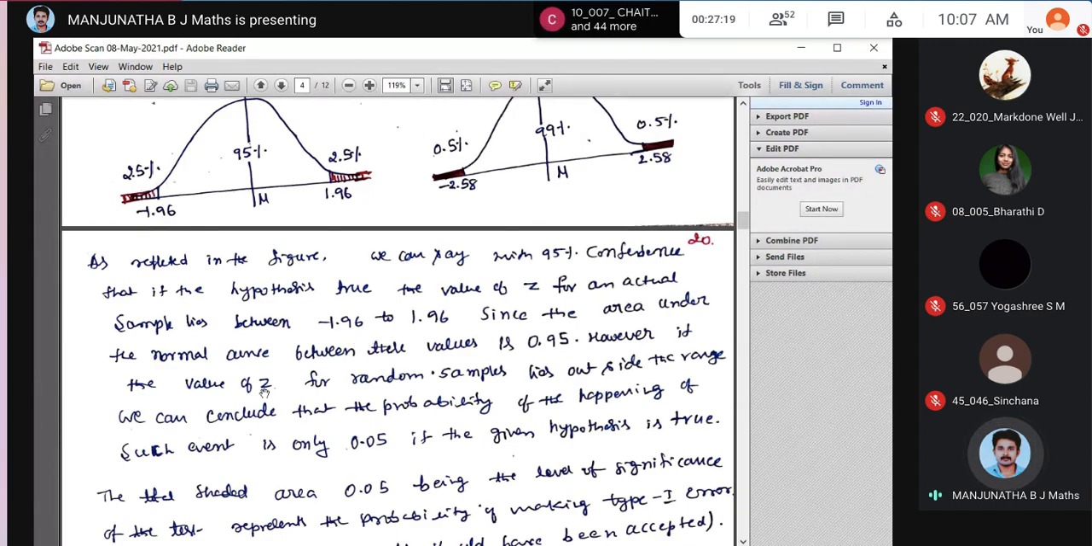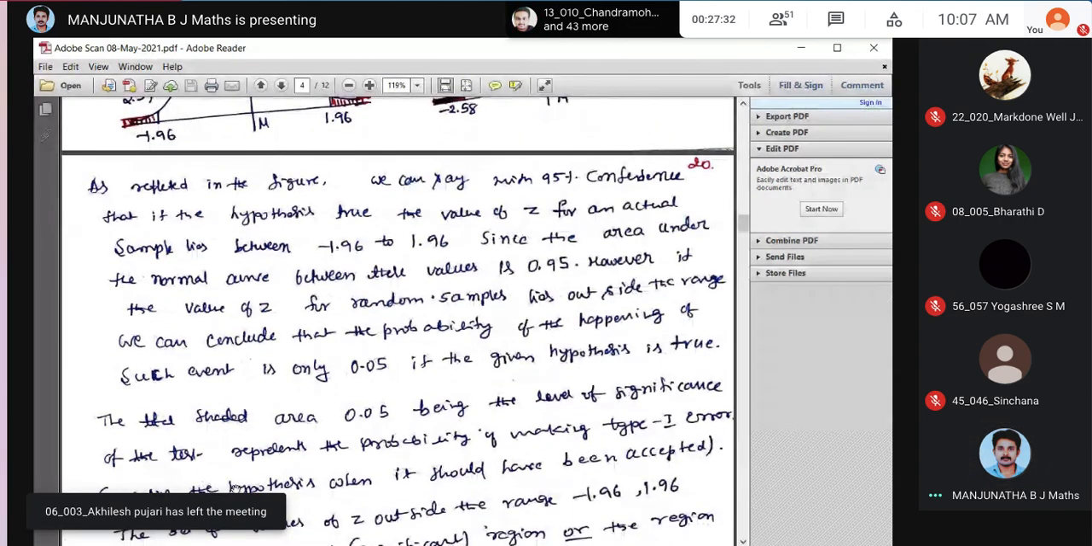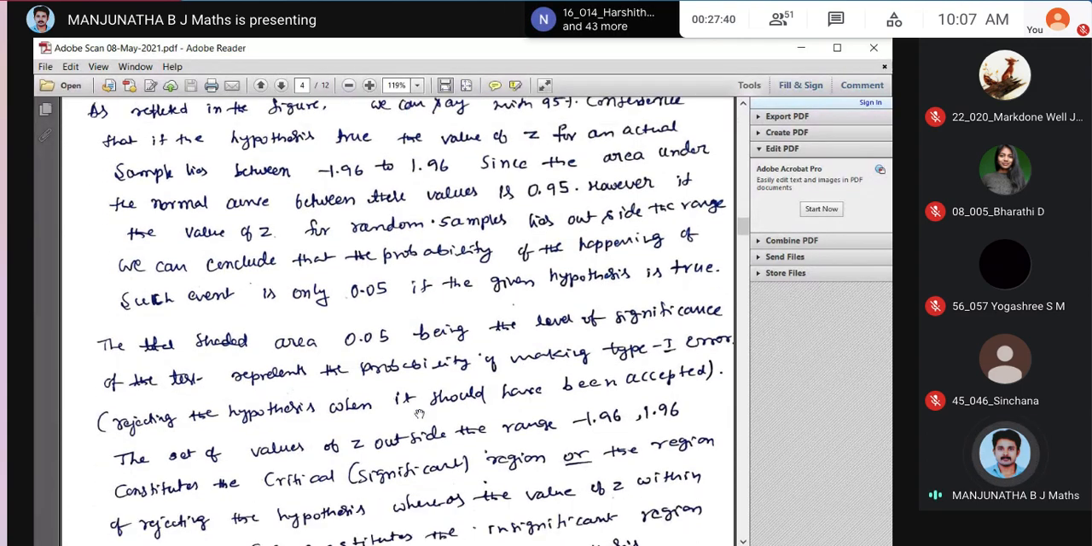However, if the value of Z for a random sample lies outside the range, we can conclude that the probability of such an event happening is only 0.05, that is 5%, if the given hypothesis is true. This 0.05 is the level of significance of the test and represents the probability of making a type 1 error. Making a type 1 error means rejecting the hypothesis when it should have been accepted. We have to accept it, but we have rejected it. That is a type 1 error.